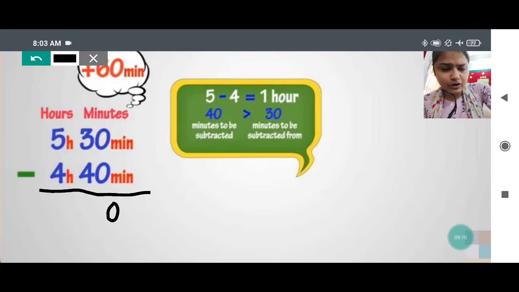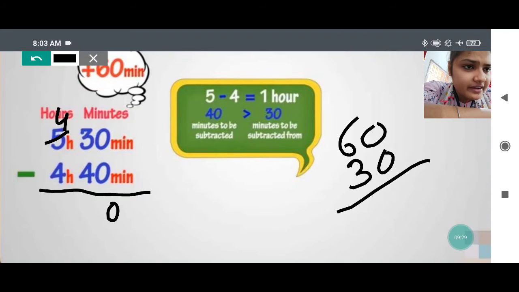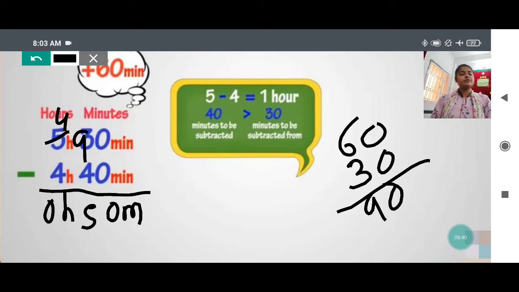0 minus 0 will be 0. 3 minus 4 is not possible. It will take 1 carry from 5. 5 will give 1, it will become 4, and 60 will be added with 3. When we are adding 60 with 3, then it will become 90. Isn't it? So 9 minus 4, when you are doing, you are getting 50 minutes, and here you are getting 0 hours. So you will get 50 minutes. That will be your answer. You will get 50 minutes when you are subtracting 5 hours 30 minutes from 4 hours 40 minutes.